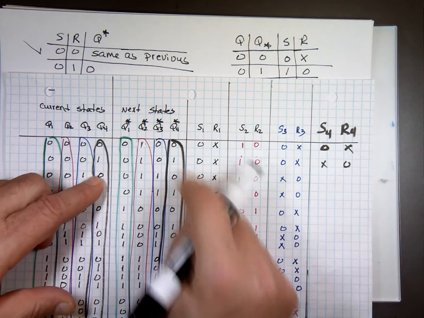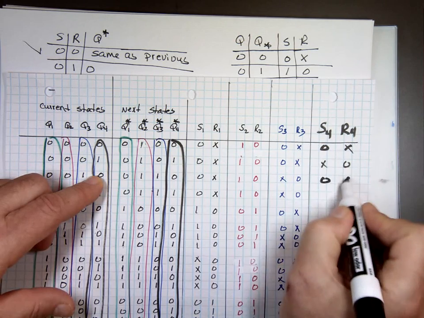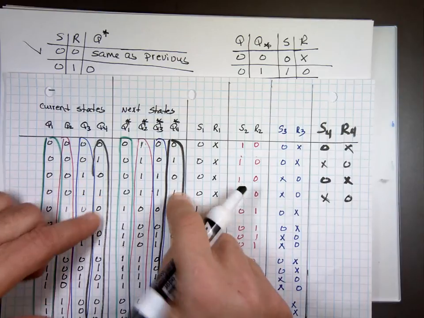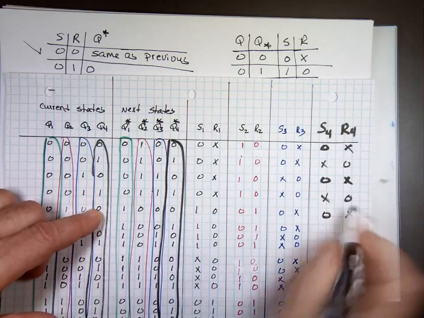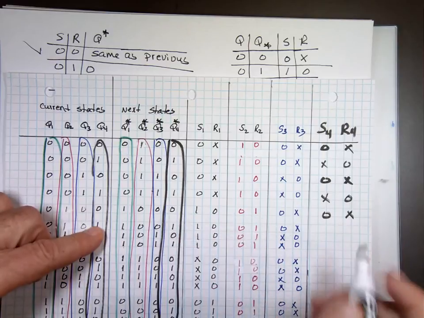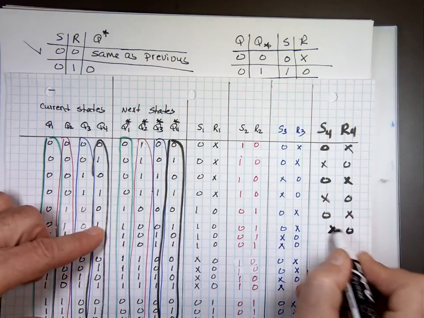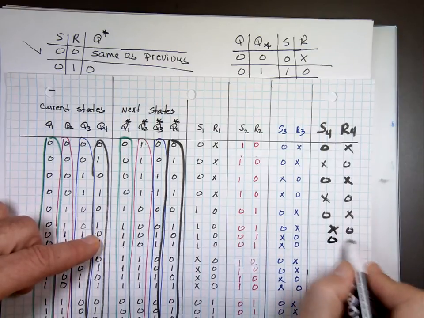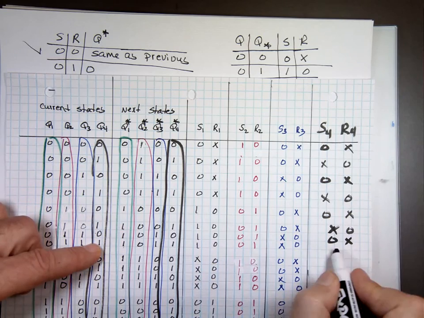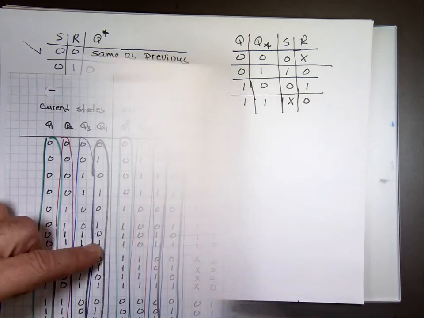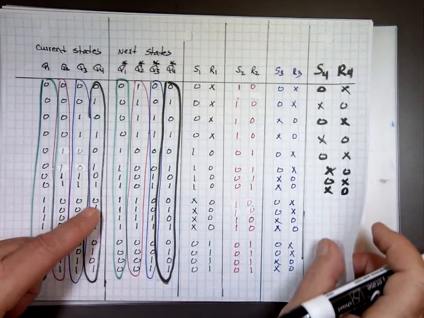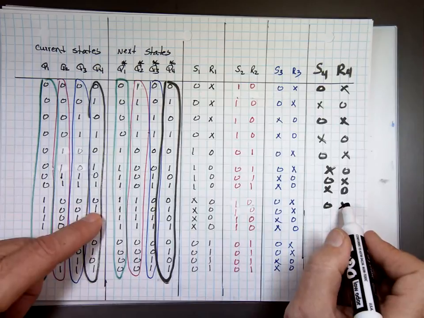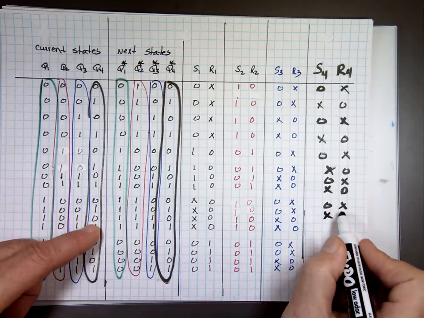0 to 0, 0 and don't care. 1 to 1, don't care, and 0. 0 to 0, 0 and don't care. 1 to 1, don't care, and 0. 0 to 0, 0 and don't care, 1 to 1, don't care, and 0. 0 to 0, 0 and don't care, 1 to 1. Don't care, and 0. 0 to 0, 0 and don't care, 1 to 1.